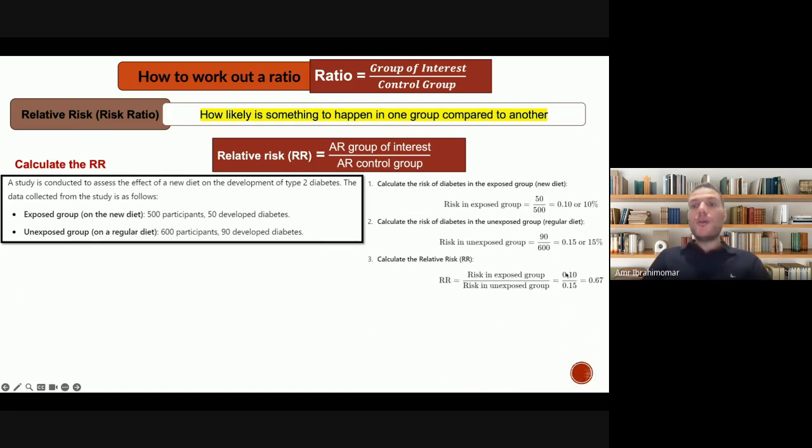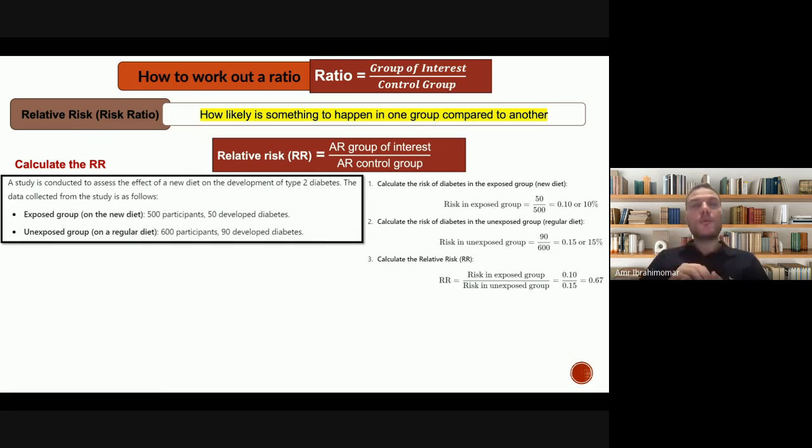Risk ratio: exposed group, 50 over 500, and 90 over 600. Then you divide both together, 0.10 divided by 0.15, and it will come at the end to 0.67. What does that mean, 0.67?